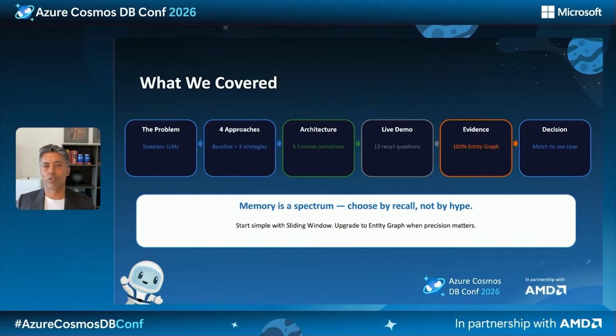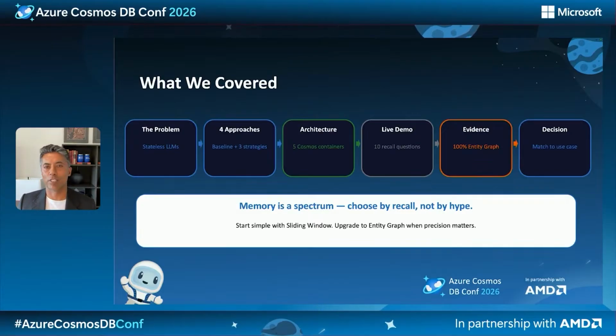What we covered was the problem, which is LLMs are stateless. They have no memory. Then we really covered the baseline plus the next three strategies. And then the architecture, which was really easy, by the way. You must be wondering why 5 Cosmos containers. Remember, for entity graph, you will have different containers per entity graph. And that's not at all a bad idea. In this particular case, that's what we did.